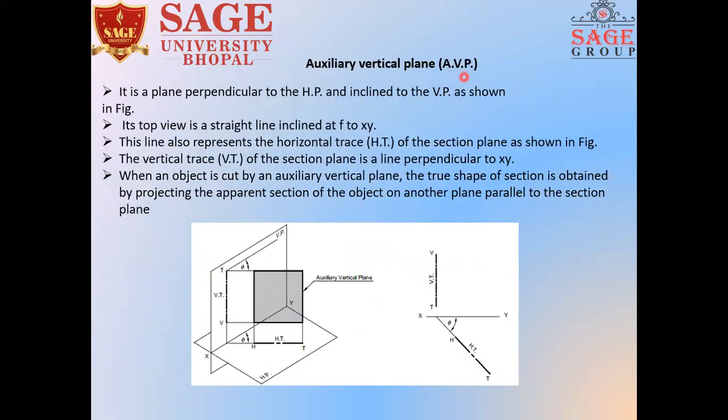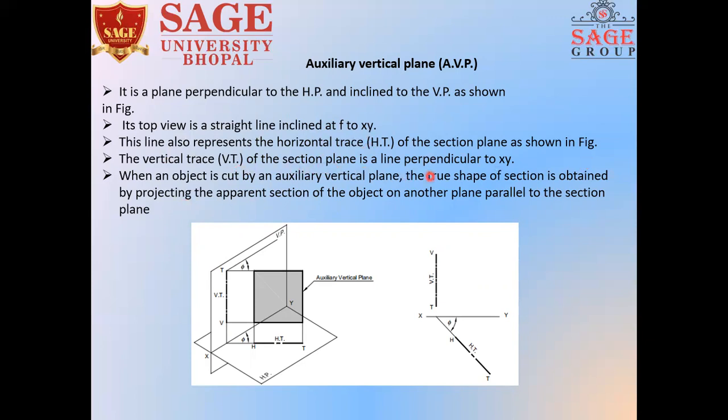Now, the next one is the auxiliary vertical plane. In this, the plane is perpendicular to the HP. Now focus: perpendicular to the HP. It means whenever a plane is perpendicular to the HP, it is always applicable in the horizontal trace, and the horizontal trace always cuts the top view. You will remember that. It is inclined to the vertical plane, as shown in the figure. Its top view is a straight line inclined to XY. This line also represents the horizontal trace of the section plane shown in the figure.